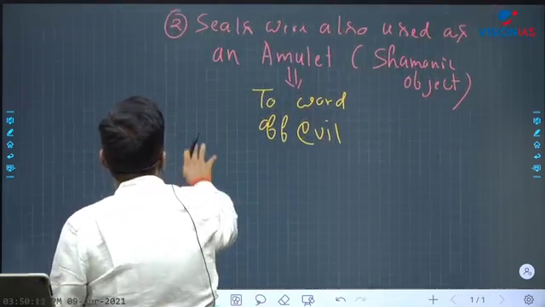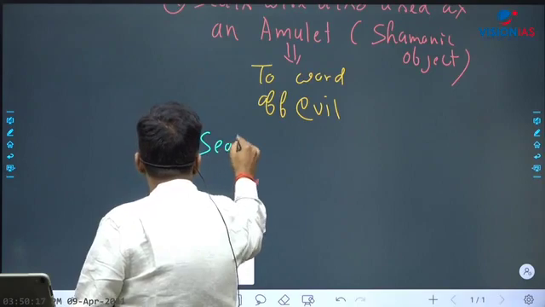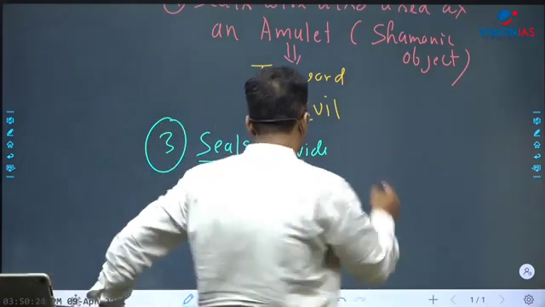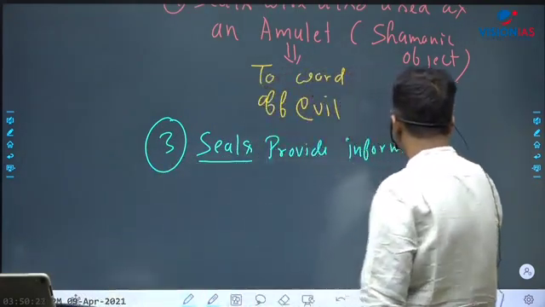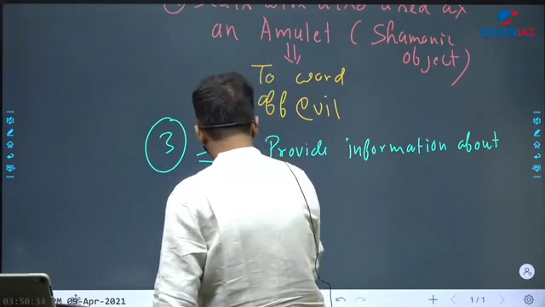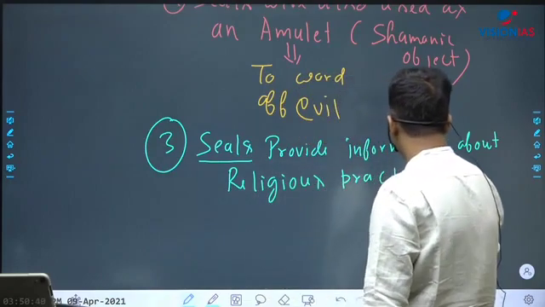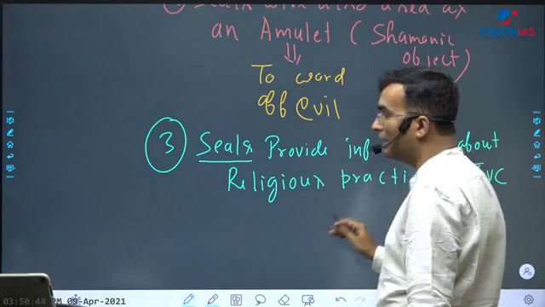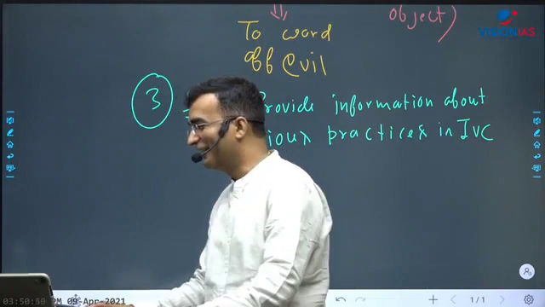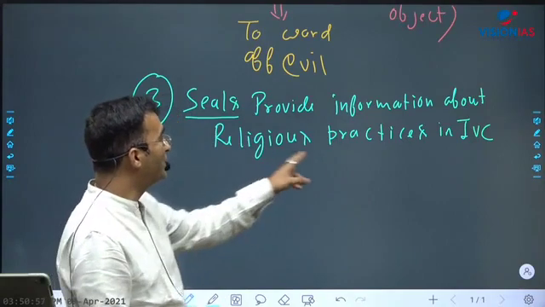Now, third, you write: seals provide information about religious practices in IVC. So here we will be writing some examples, like lemons and coconuts on the road. Seals provide information about religious practices in IVC.